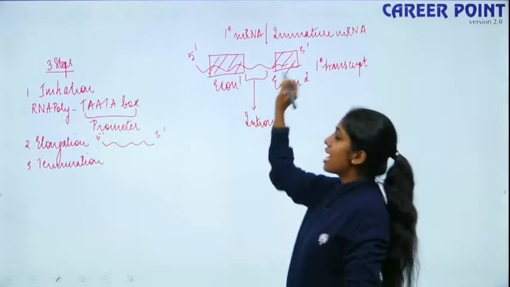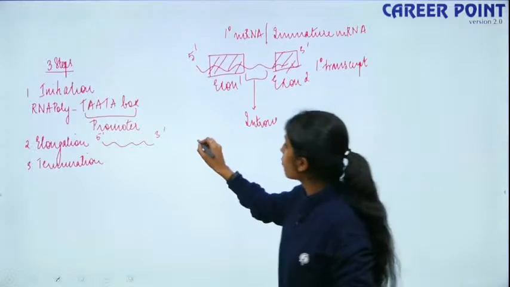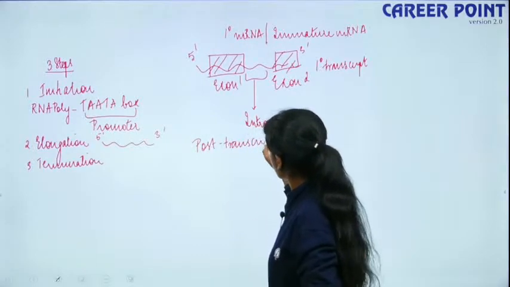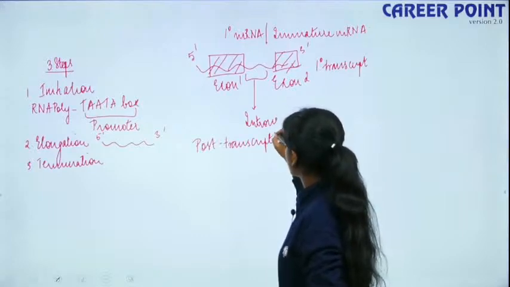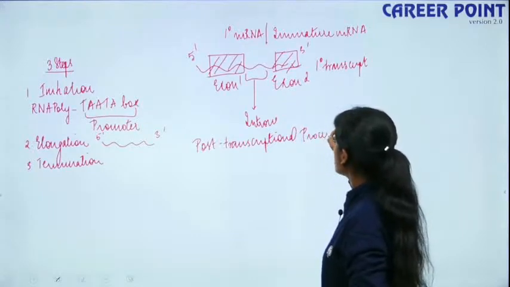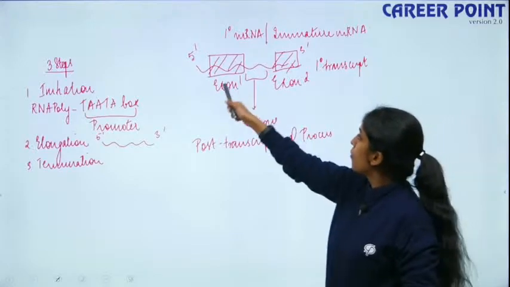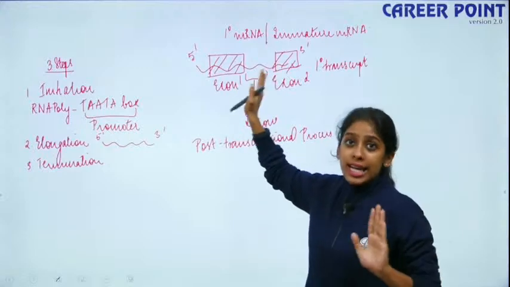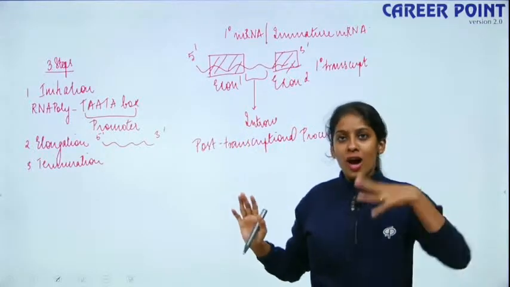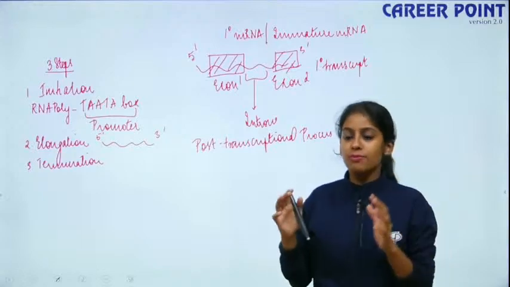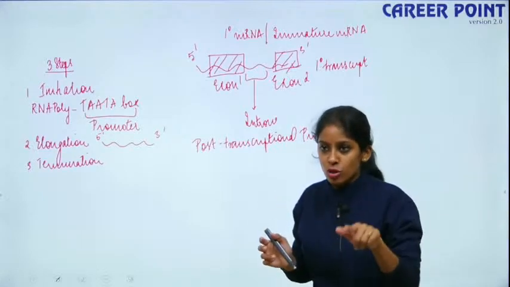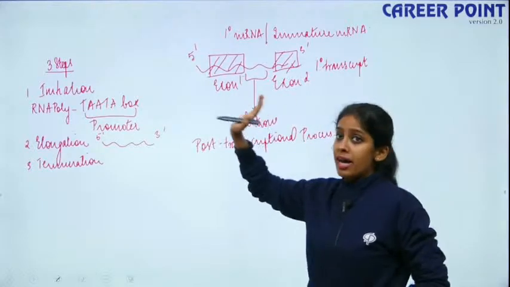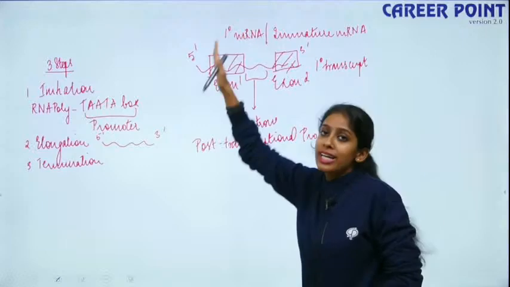The moment this mRNA is being formed, you have post-transcriptional processing. What is this? The cell should ensure that this mRNA is safe and not destroyed. You have some proteins in your cell that patrol and find anything unwanted and put it in the garbage. So this mRNA has to be preserved or prevented from degrading.